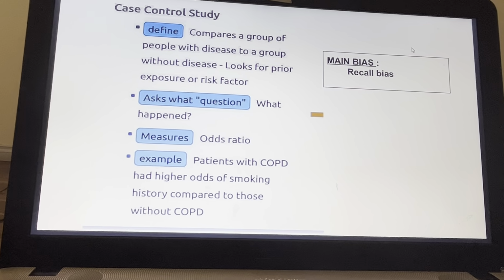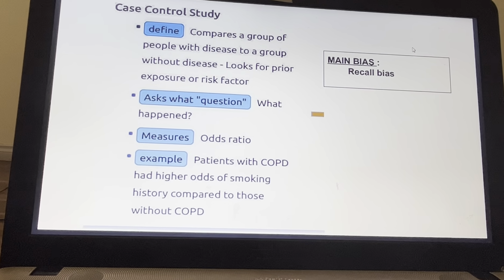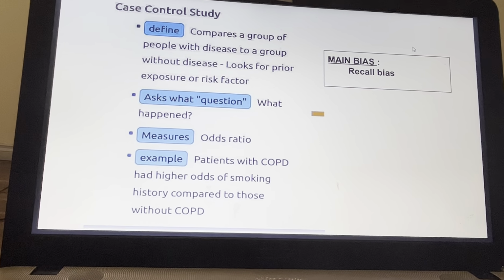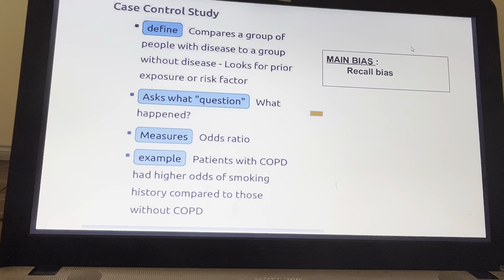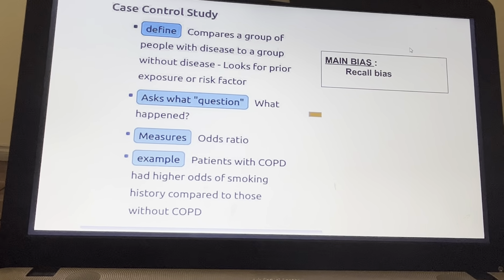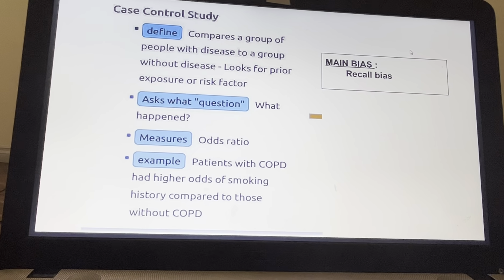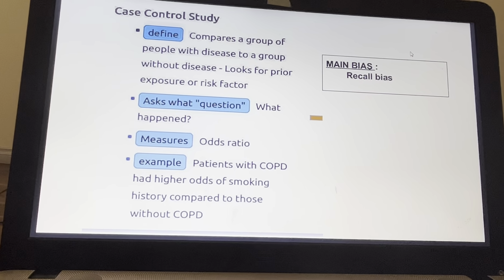For example, a patient with COPD has higher odds of a smoking history compared to those without COPD. And the main bias: because the patient already had the disease and then after years we are trying to evaluate it, the individuals we are asking may not remember, and it will cause the bias called recall bias.